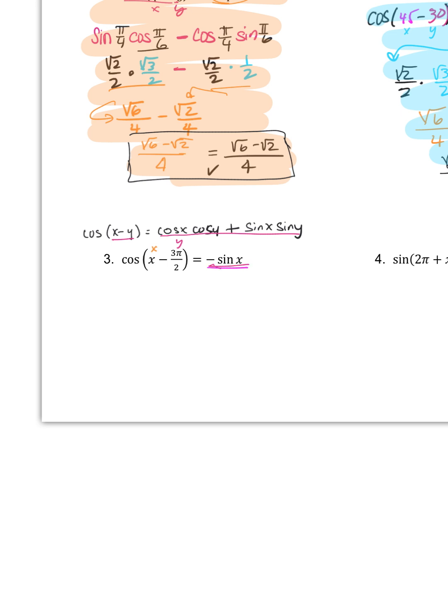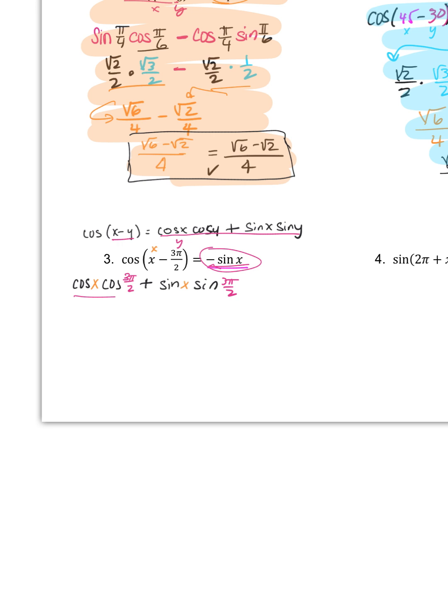All right, so we know the first one will be the cosine of x is just x. The cosine of y, well, y is 3 pi over 2 plus the sine of x, which is just x, and the sine of y, which is 3 pi over 2. Okay, so hopefully with this information, we should get rid of these cosines because we have no cosine in this answer. Okay, so let's see.